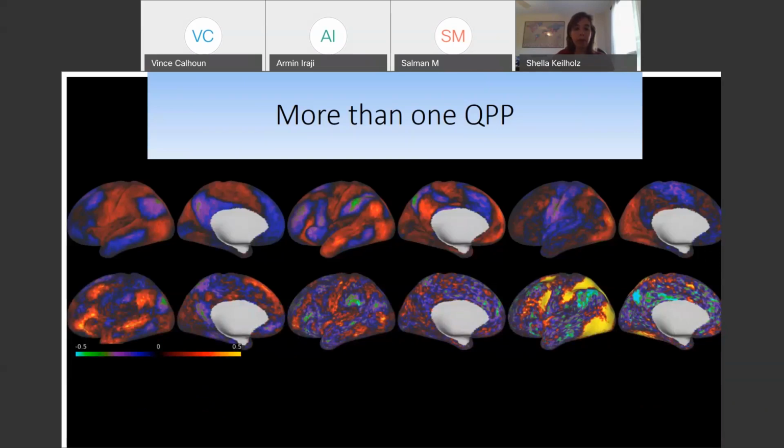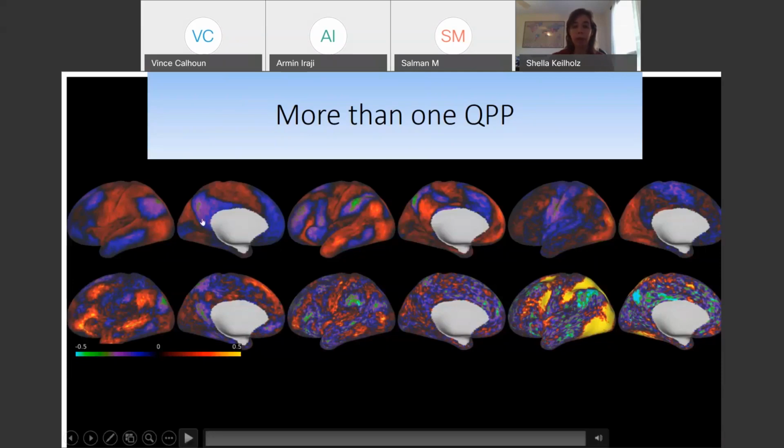One of the things I should mention is that I just showed you the primary QPP, the one that we find first whenever we do this sort of analysis. But if you minimize the contribution of that particular QPP, maybe by regressing it out, you can go on to find secondary QPPs, third QPPs, etc. Here I'm showing 6, but you notice they go from number 1 here at the top left through 3, and then 4 through 6 on the bottom.